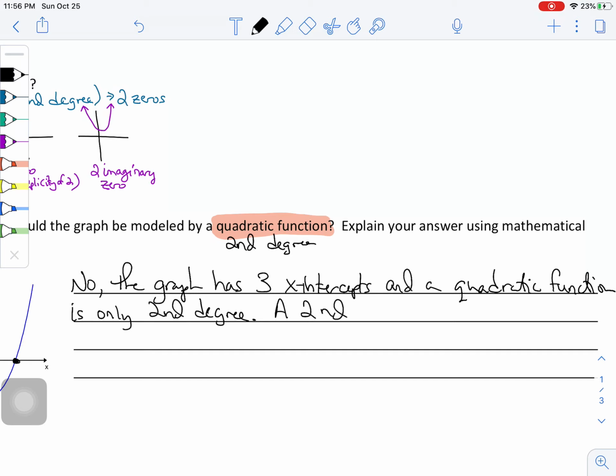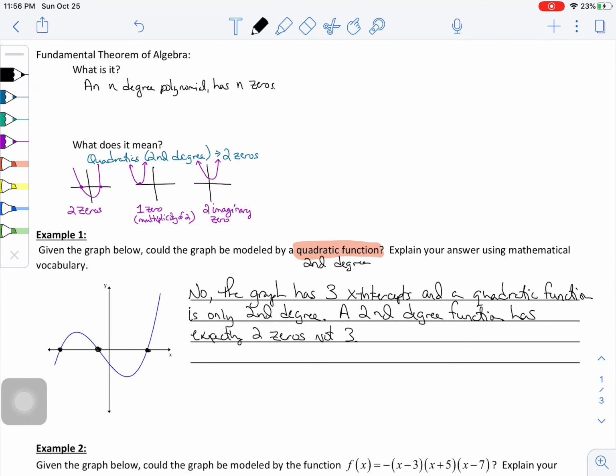A second degree function has exactly 2 zeros, not 3. So there's no way that a quadratic function could model that graph. It doesn't make any sense. So the answer is no.